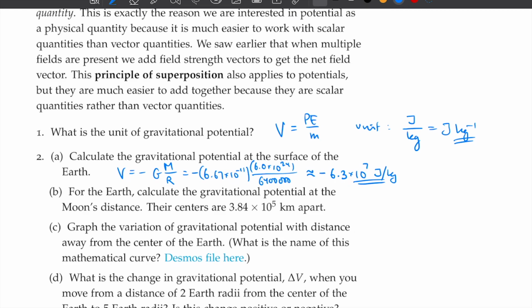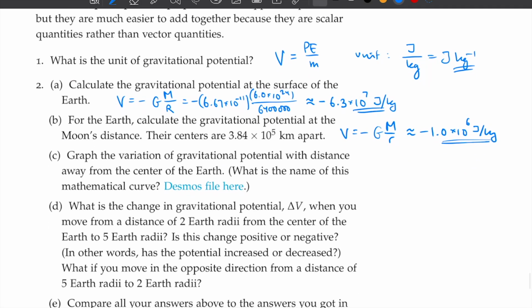So what about Earth? For the Earth, calculate the gravitational potential at the moon's distance. Okay, so same formula, we're just plugging in again. But now we are looking at a distance that is 3.84 times 10 to the 5 kilometers, convert to meters, so we get the right unit, plug it in. We get something like around -1 times 10 to the 6 joules per kg. That's the potential due to the Earth at the moon's distance away from the Earth.